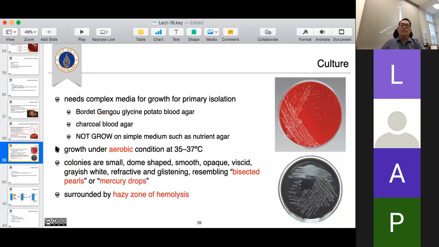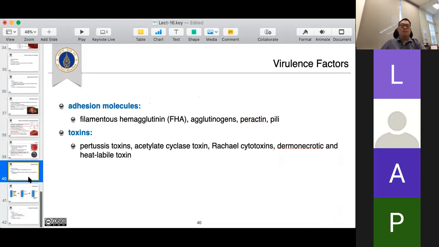To identify the species of this bacteria, we use charcoal blood agar. You add charcoal in the blood agar, which turns the blood agar black. This bacteria will produce a metallic refraction of the colony. We call it the mercury drop. The colony is very small, just like a drop of mercury, shiny.